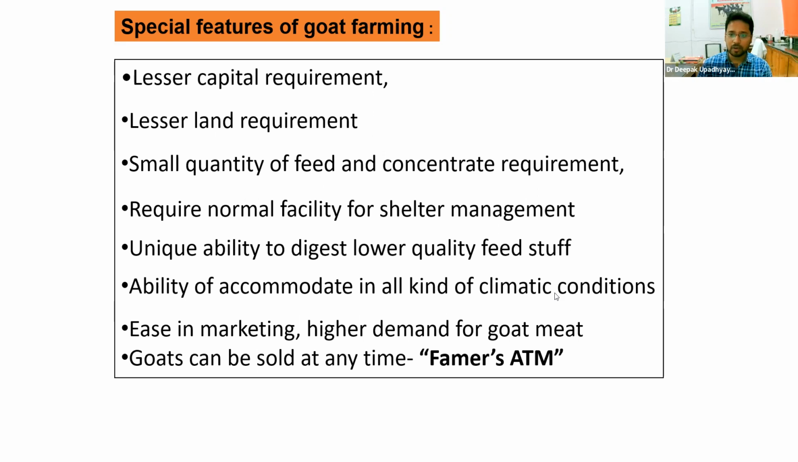They can be accommodated in all kinds of places, as I said, they are found in each nook and corner of our country. And then there is ease in marketing. That is a very important factor in goat farming. You don't need to go anywhere to sell your product. Your product can be sold at your farm gate. There is so much demand that you don't need to market your product. The buyer will come to purchase from your farm. Just call and your product will be sold. We know that goats can be sold at any time. That is why they are called the farmer's ATM.